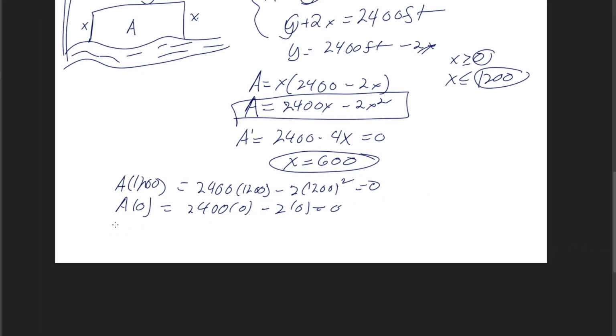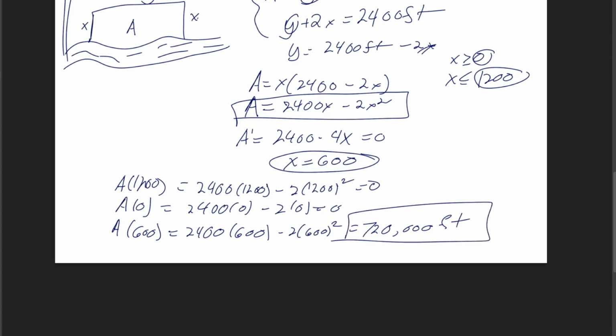All right, so let's test our other point real quick. We'll test 600. Here we're going to just plug in our critical point. So it'd be 240 times 600 minus 2 times 600 squared. And that's going to equal 72,000 feet. Or technically it should be feet squared, sorry. This is our answer.